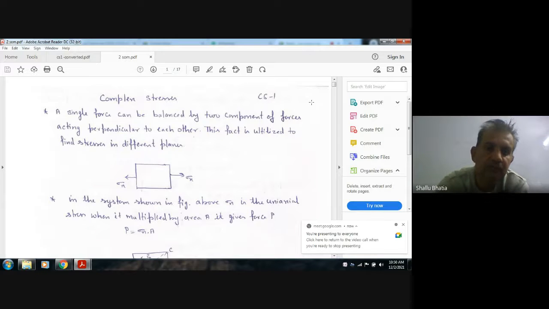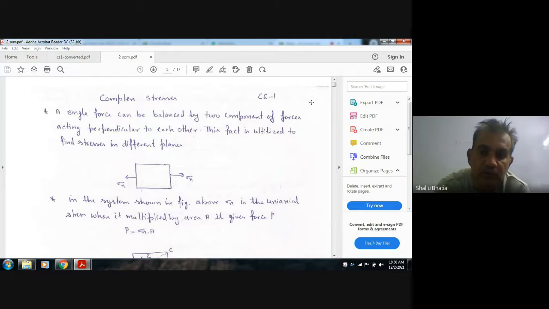But this tensile or compressive stress also produces shear stress or tensile or compressive stress in the plane within the body. So in this class we will find out the effect of these stresses, either uniaxial stress in one direction, or biaxial stress, which means stress in two directions, and the effect of shear stress acting on an object.